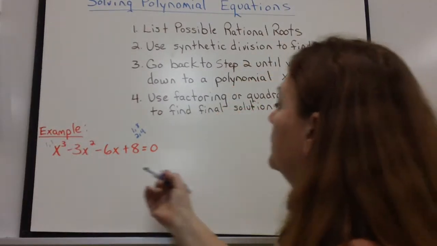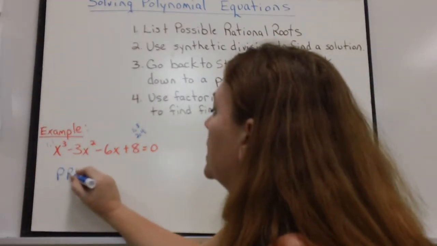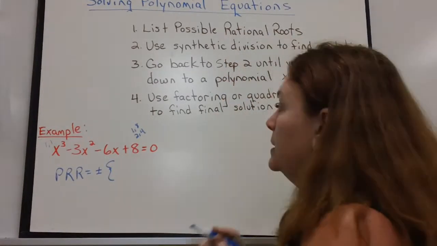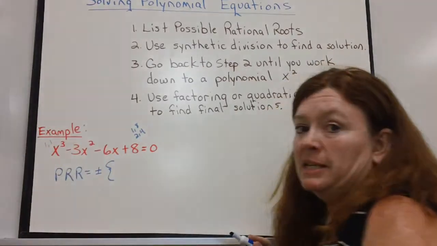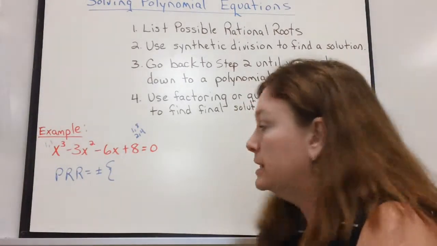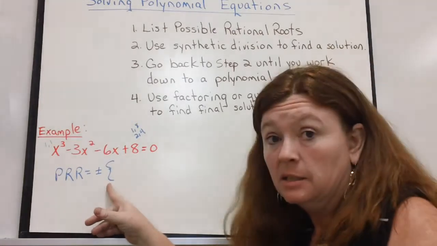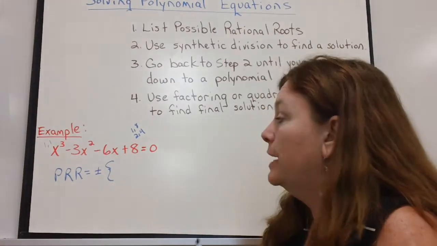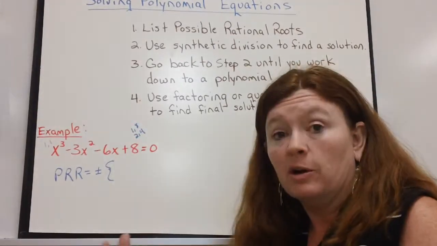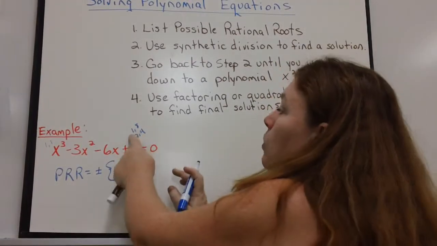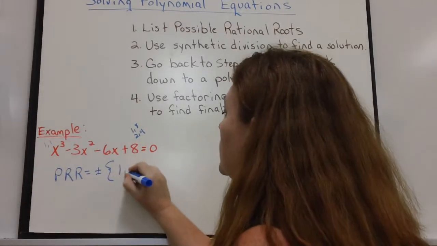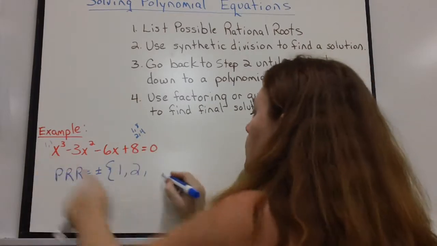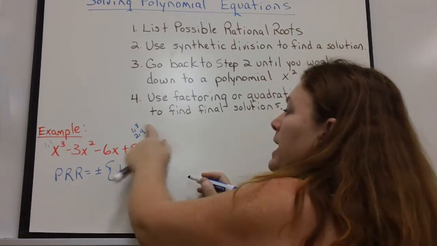So, I'm going to list my possible rational roots by taking each of these numbers and putting them over these. Now, there's 2 rules with a list of any set, or any type of set. The 2 rules are, number 1, no repeats, and number 2, put your answers in numerical order. So, I have 1 over 1, 2 over 1, 4 over 1, and 8 over 1.